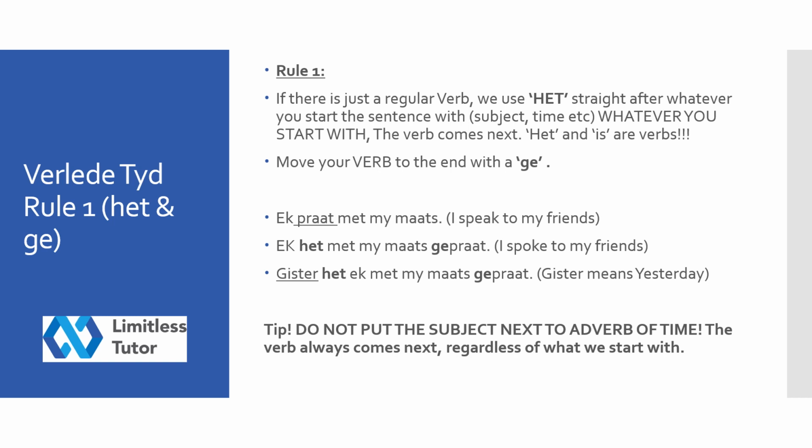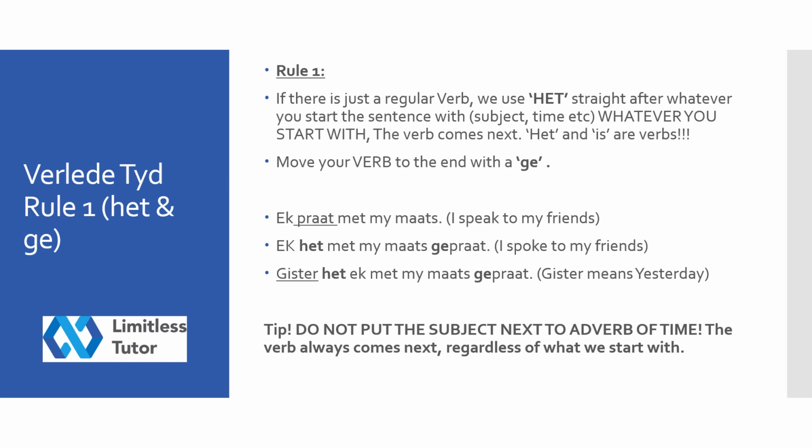So rule number 1, if there's just a regular verb, we use het straight after whatever you start the sentence with, so the subject or time, whatever it is, and remember that can be more than one word, it could be a few words. Whatever you start with, the verb comes next. Het and is are verbs. So what we would do is we replace the verb at the beginning of the sentence with a het, and we move our verb to the end with a ge.